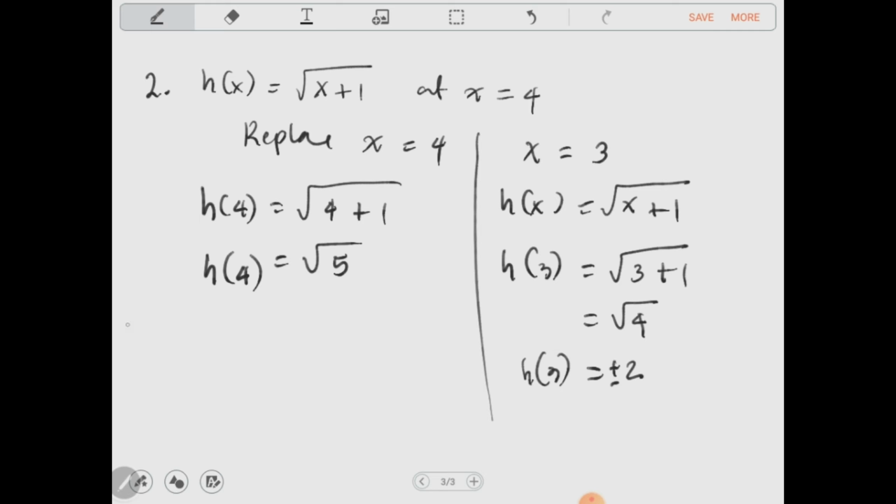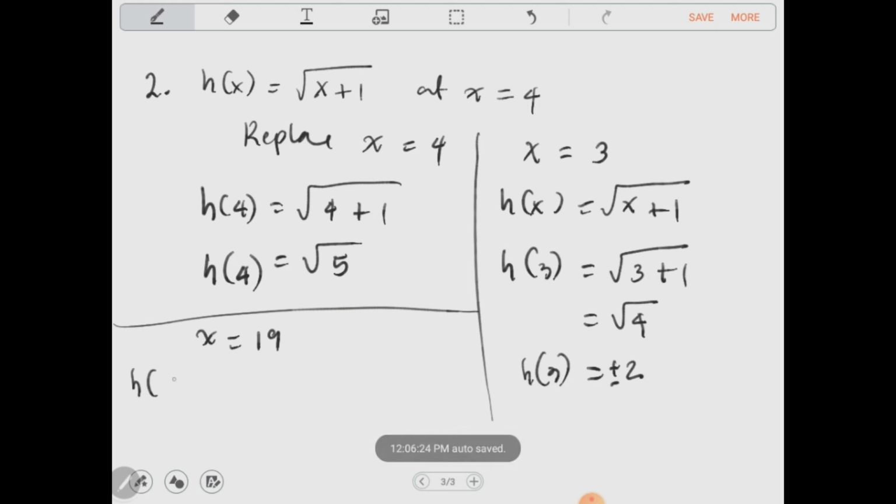Okay, another example, let's say x equals 19. Let us use the same function. We have h of x, but instead of x, we have h of 19. It's equal to square root of 19 plus 1. So you have square root of 20.